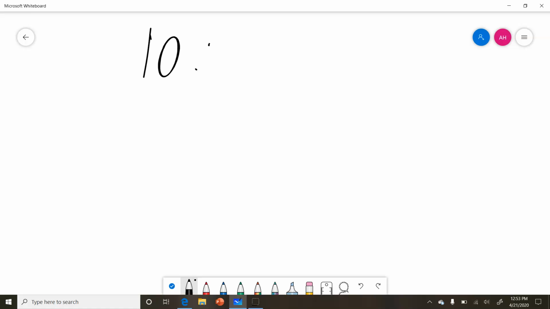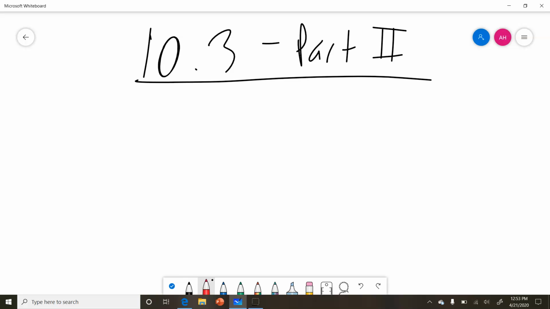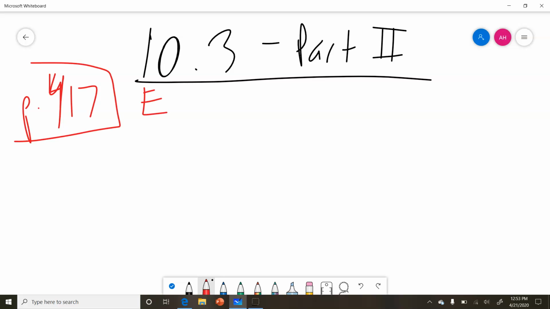This is on lesson 10.3, and this is part 2. I know that this lesson is a little harder, so I want you to turn with me to page 417. That is 417. We're going to do some review on this lesson and then keep going. So this is example 4. Okay, so this is some review from yesterday.